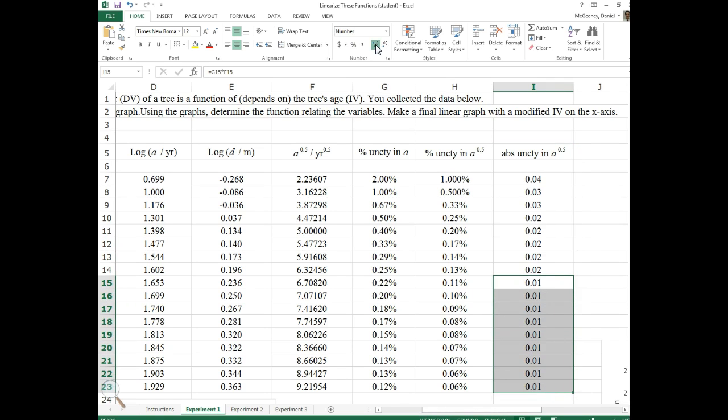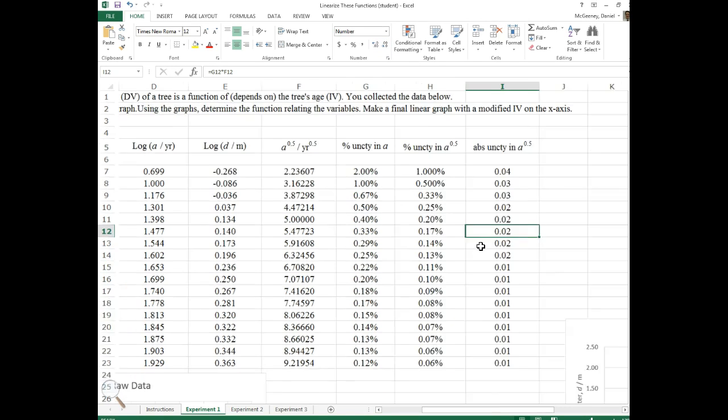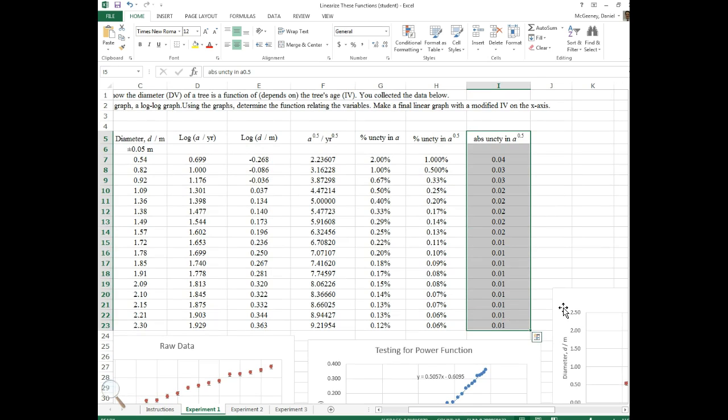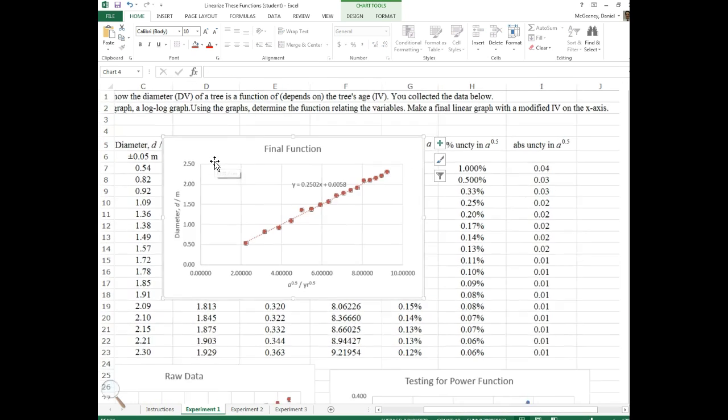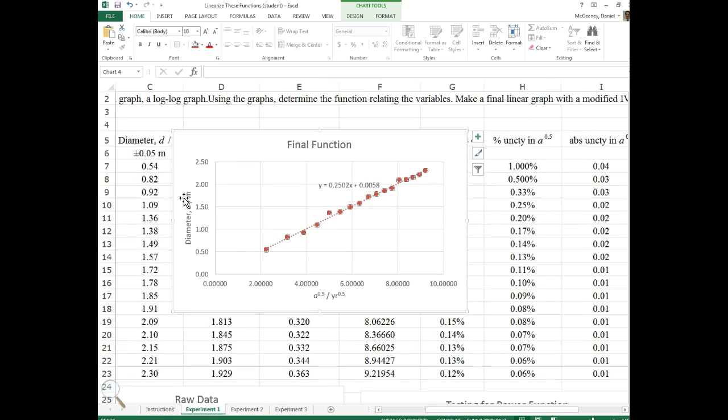For these 0.01s, I want to make sure it's not 0.009, because if it's 0.009, I should leave it 0.009, not round up. So I add another decimal place by hitting this decimal, right? And then I take it away once I realize, okay, 0.01 is correct. Now that I have the absolute uncertainty in a to the 0.5, I come back to my final function graph. A to the 0.5, that's what's on the x-axis. Here it is. So I need to get these error bars.